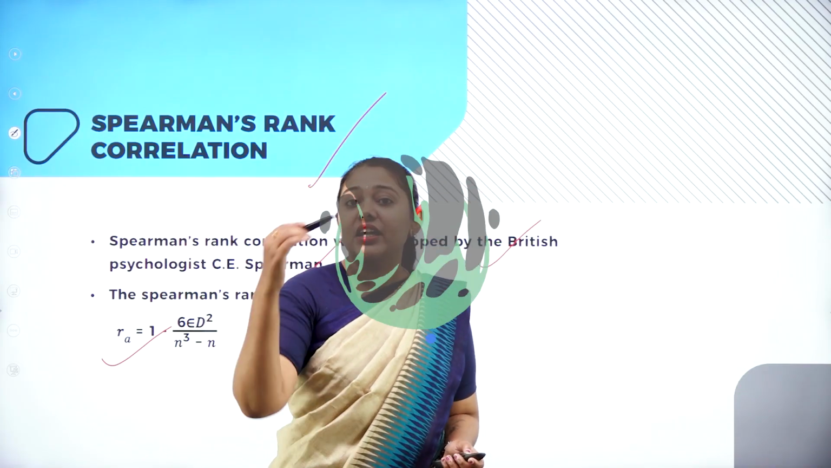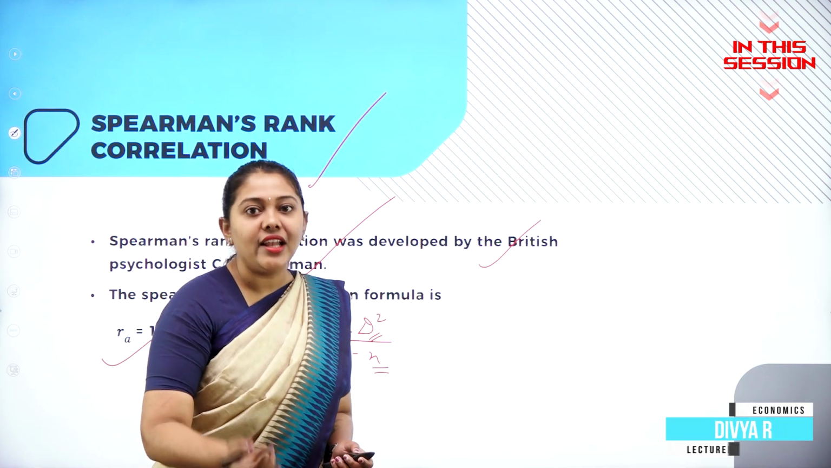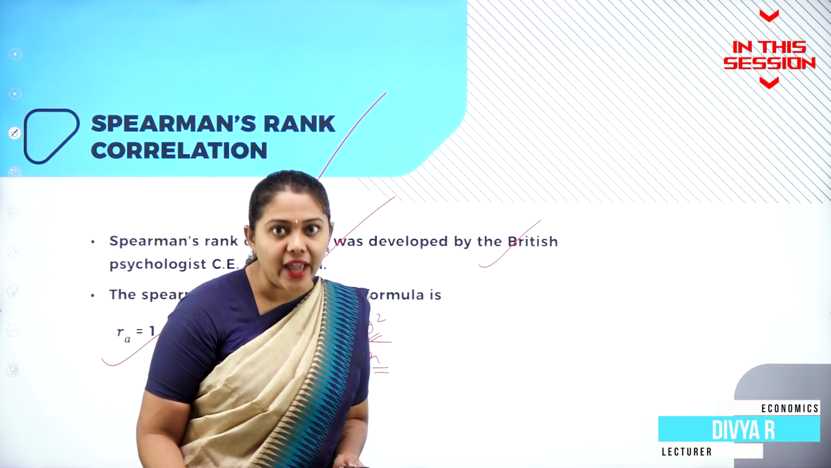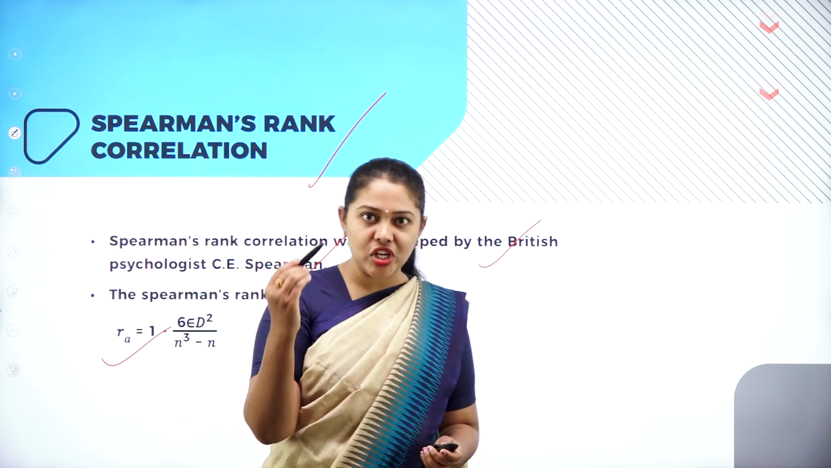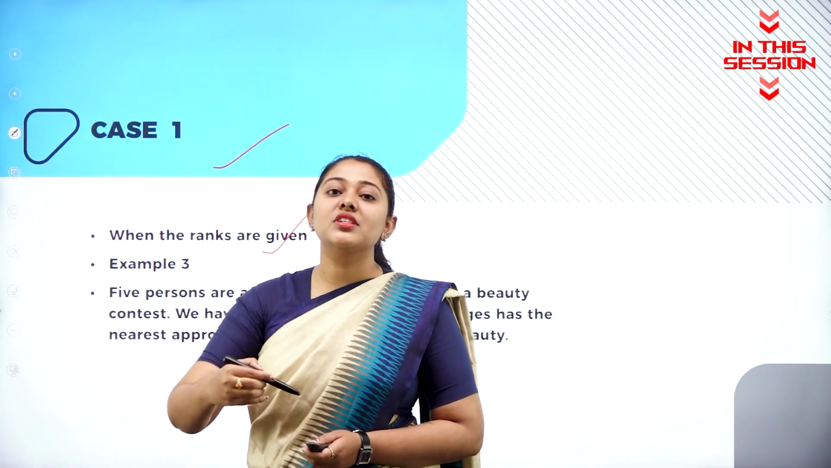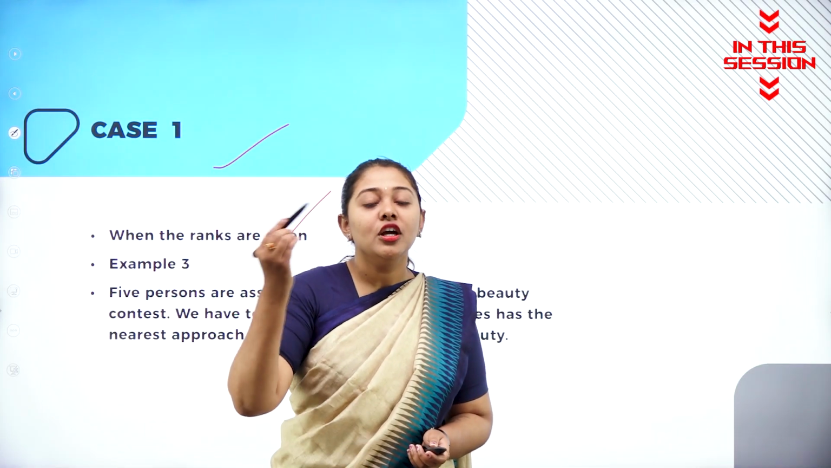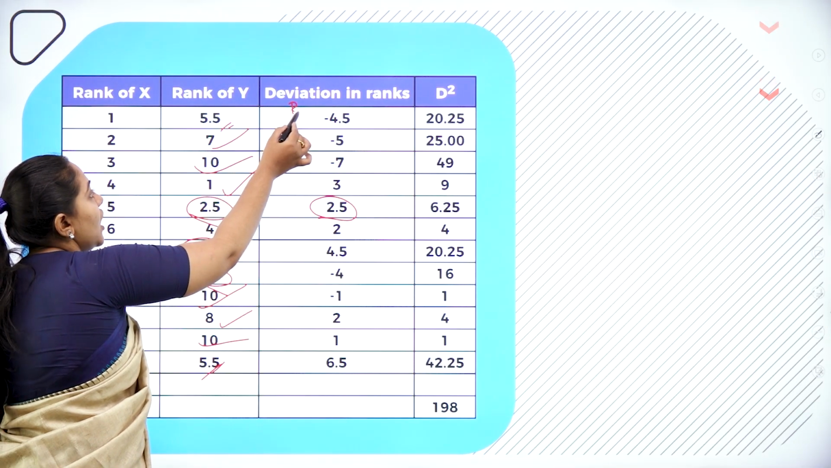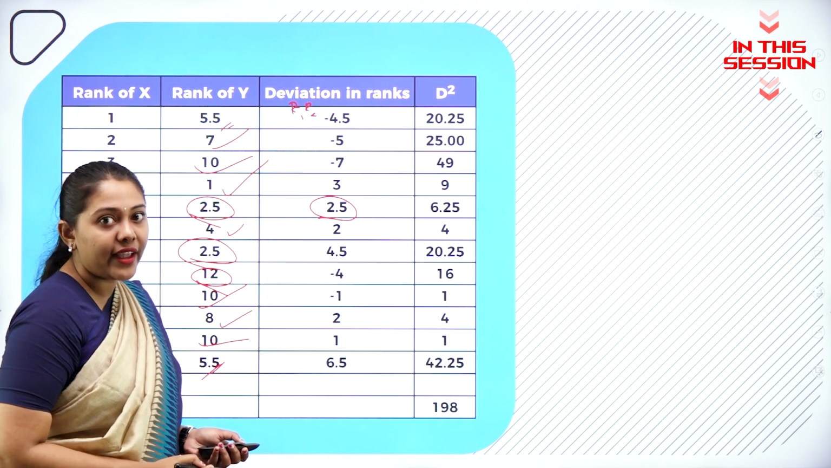Where the data cannot be collected through the machines, through the scale, there the data can be collected through assigning the rank. So that is why it is called Spearman's rank correlation coefficient. When the repetitive ranks are given, the formula is different. When the ranks are not given, we have to figure out the ranks. How to take up the deviation? R1 minus R2. So that is your rank 1 minus rank 2.